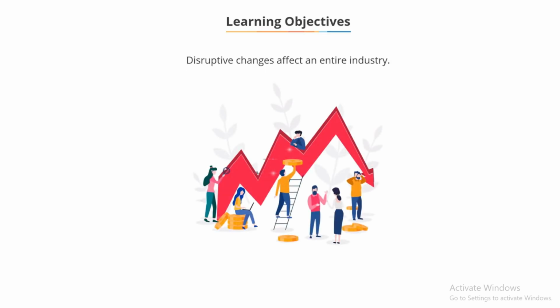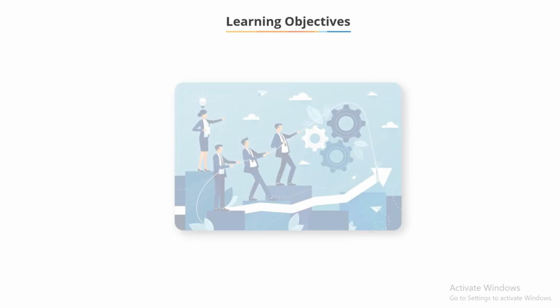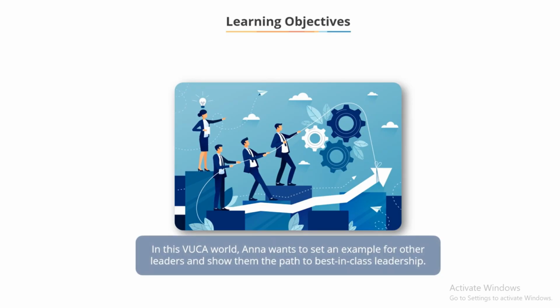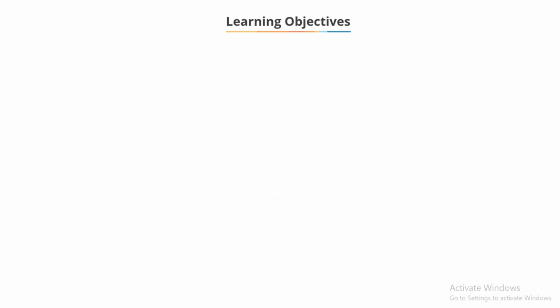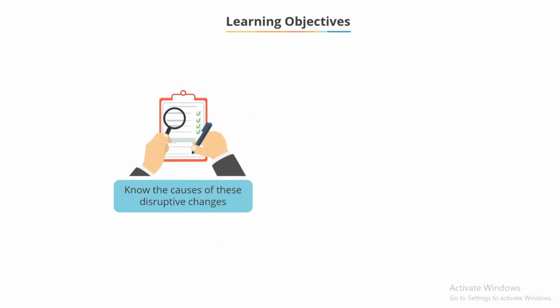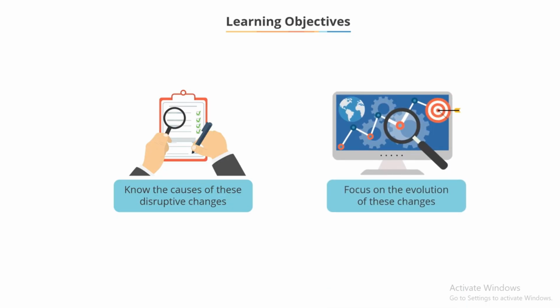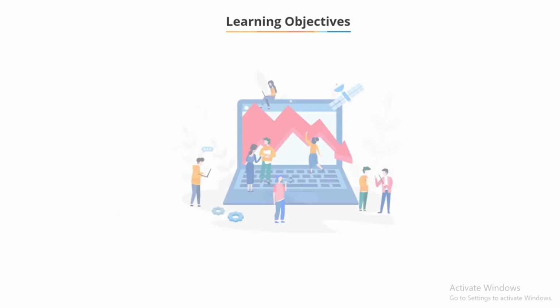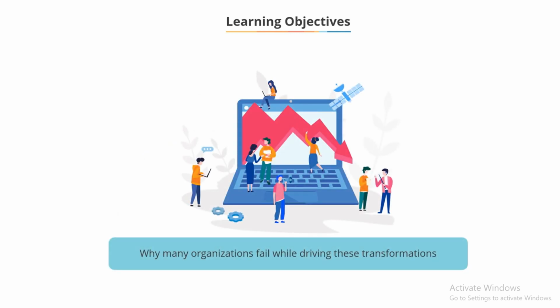Disruptive changes affect an entire industry. In this VUCA world, Anna wants to set an example for other leaders and show them the path to best-in-class leadership. First and foremost, Anna wants to know the causes of these disruptive changes, and then she wants to focus on their evolution. She is curious to know why many organizations fail while driving these transformations.